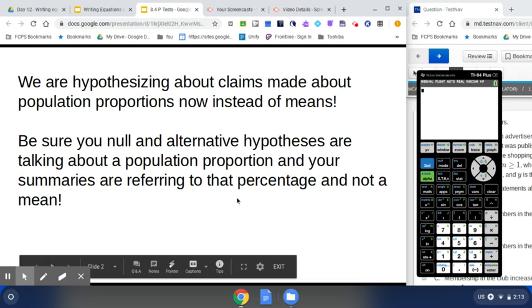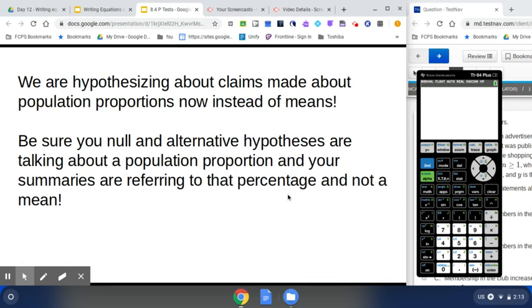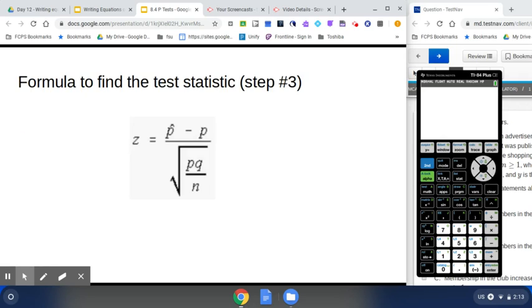Next, we need to make sure that in our summaries, we are referring to that population proportion and not the mean again. So summarize about the proportion that we're given. The last major difference is the formula that's used to find the test statistic. This is step number 3 of our process. We're going to be using this formula that we see here. Z equals P hat minus P divided by the square root of P times Q over N.